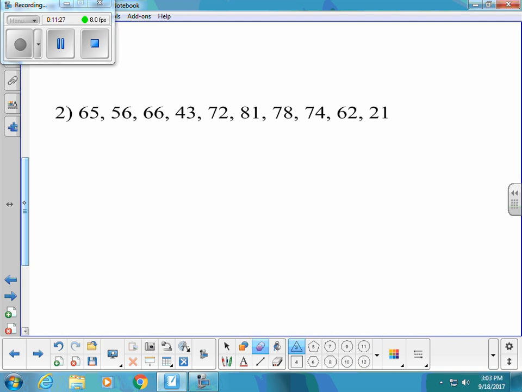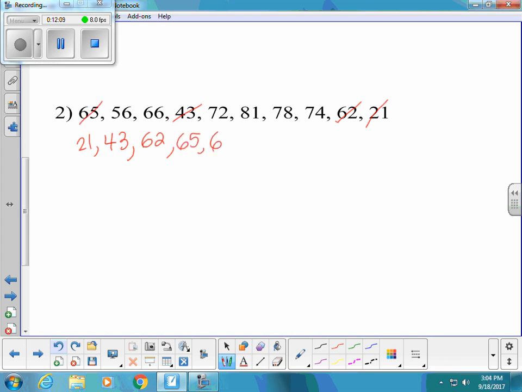Again, first thing you want to do is put the numbers in order. Our smallest number is 21, followed by 43 and 62, 65, 66. Oh, I missed 56.